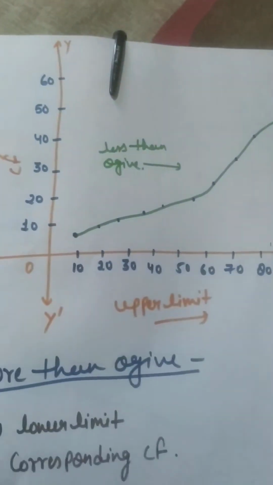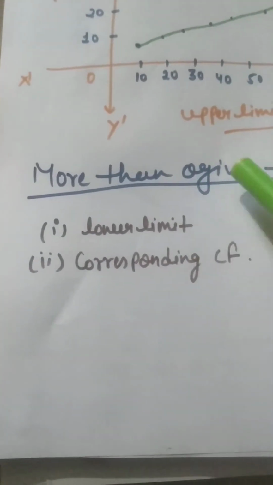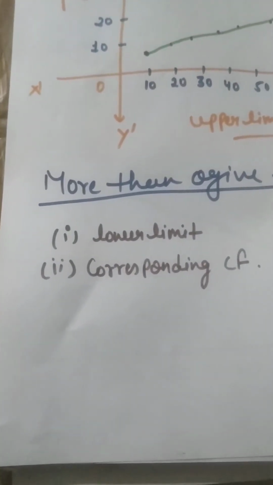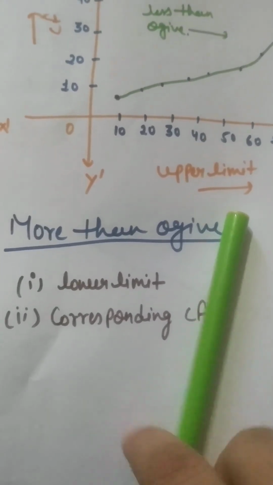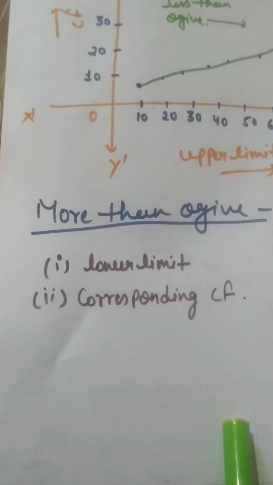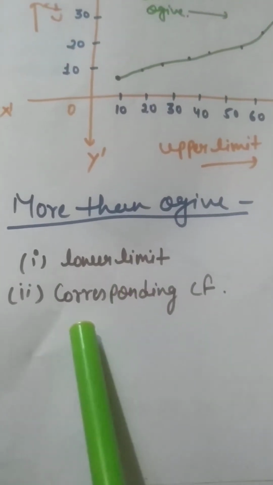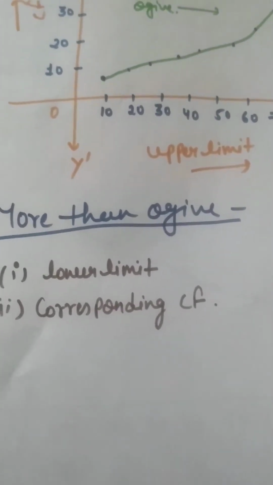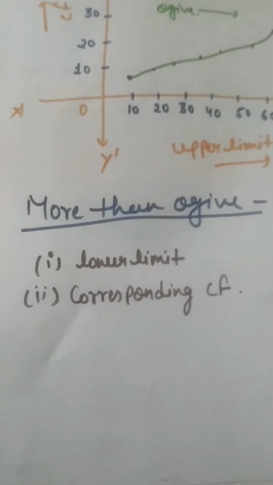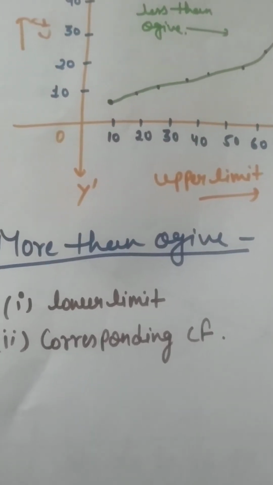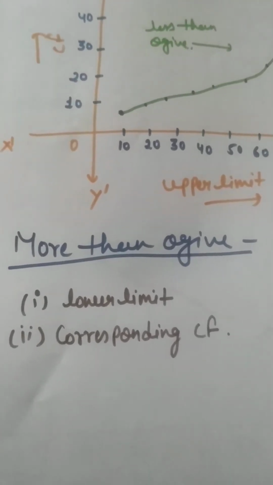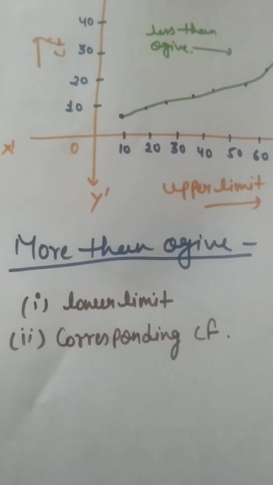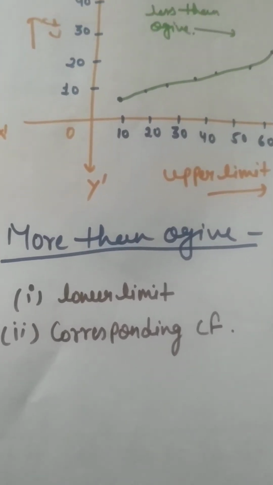Now I will tell you about the more than type ogive. In the more than type ogive, what are we doing? In the less than type ogive, we were taking the upper limit. In the more than ogive, we will take the lower limit and the corresponding cumulative frequency. But how did we take the cumulative frequency in our previous question? We were adding starting from the top and coming downward. In the more than type ogive, we will reciprocate.